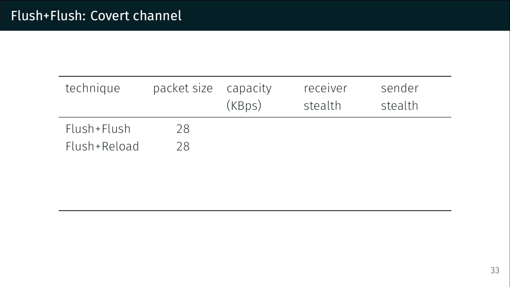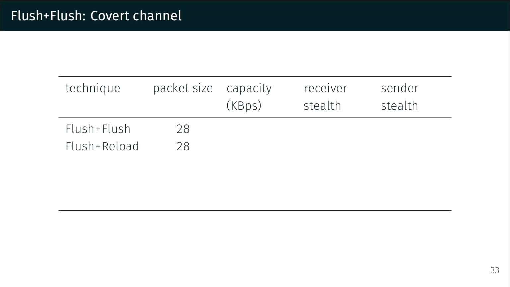So we started by creating a covert channel. First, we wanted to have it as fast as possible. So we created a protocol to evaluate all the kinds of cache attacks that we had, so Flush+Reload and Prime+Probe.